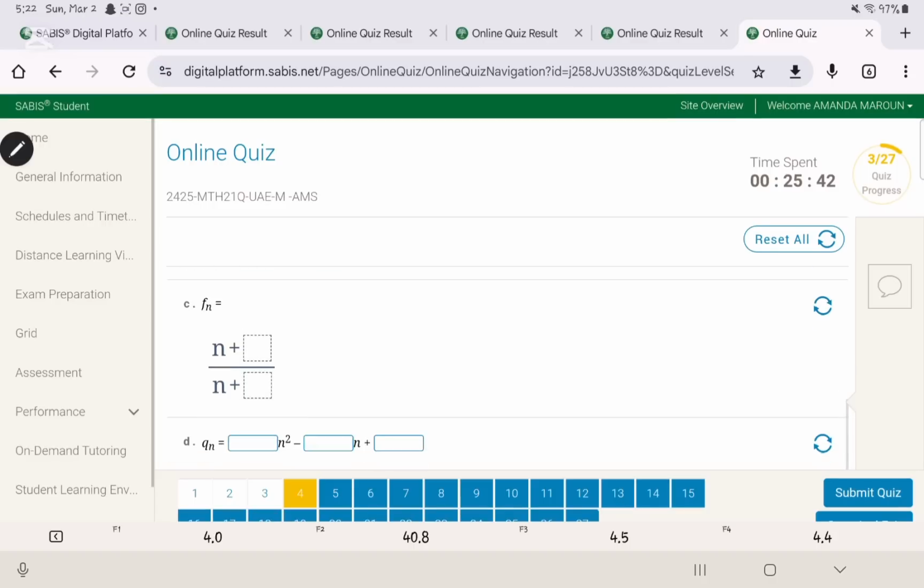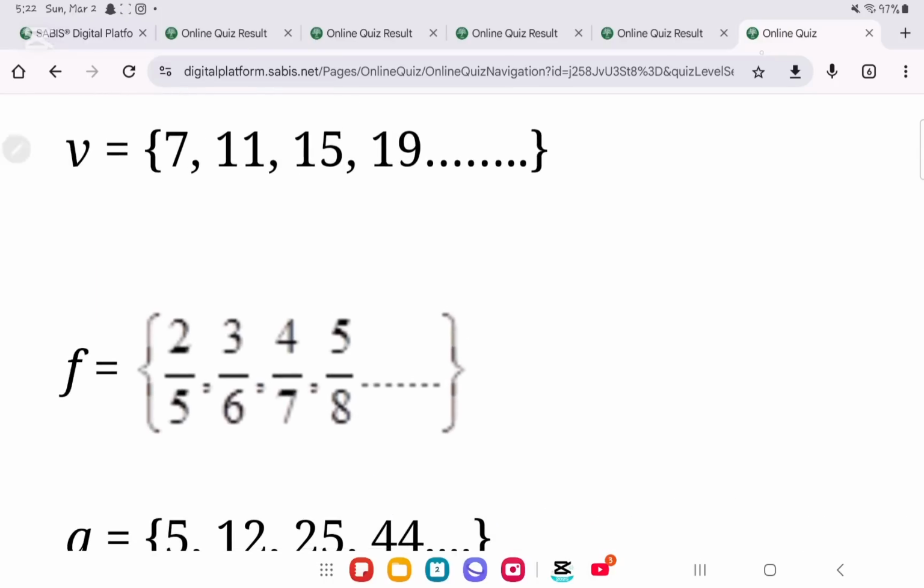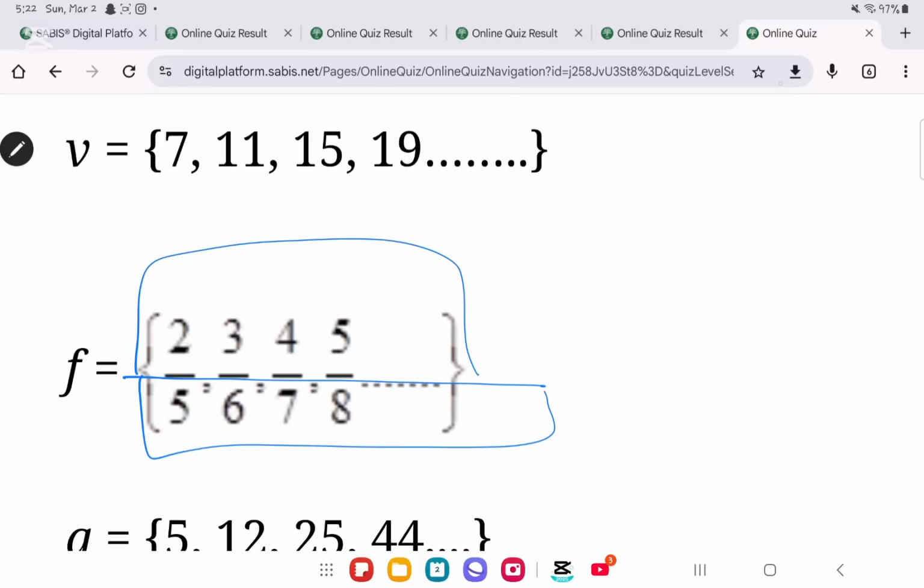We will move on to the next one, which is f. So for part f, they are saying what? It is n plus something over n plus something. Very simply, you are going to take them as two different things. You're going to take the top alone and the bottom alone. As you can see, the top is increasing by 1. So 1 is the common difference.